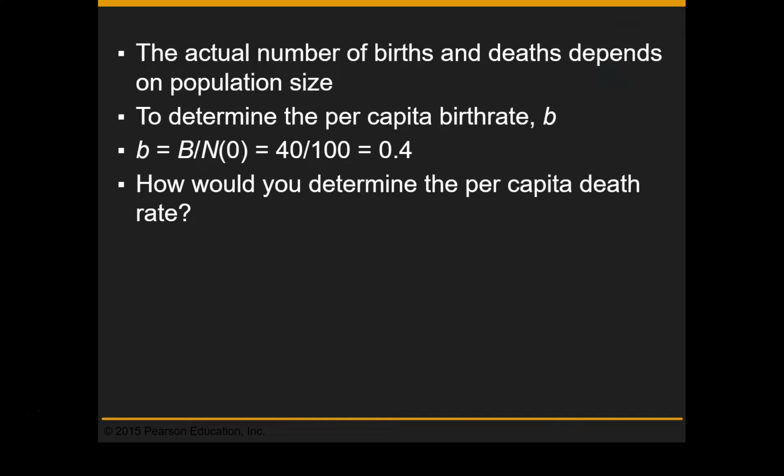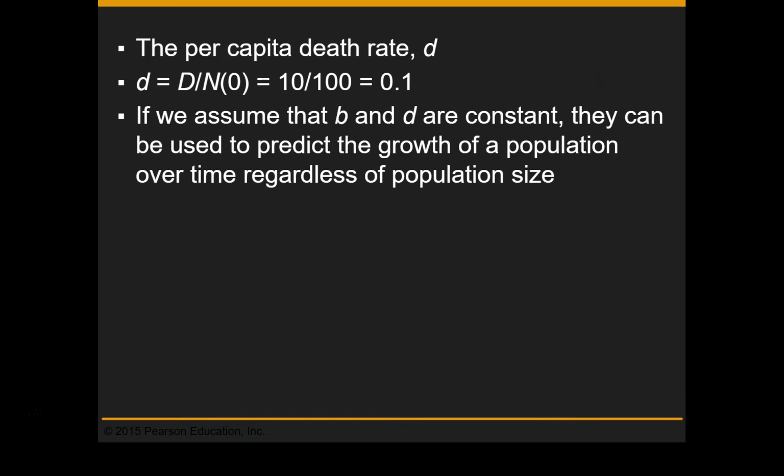Now, how can we determine the per capita death rate? And I'm sure it's somewhat intuitive to you, but we're going to take the number that die and we're going to divide it by the total number that are there. So in this case, our death rate is equal to 0.1. And if we assume that these are constant relative to the number of individuals we have, we can predict the population's growth rate over time, regardless of population size. So it doesn't matter if you're looking at 100 hydra or if you're looking at 1,000 hydra, you can actually predict what these things are going to look like through time.